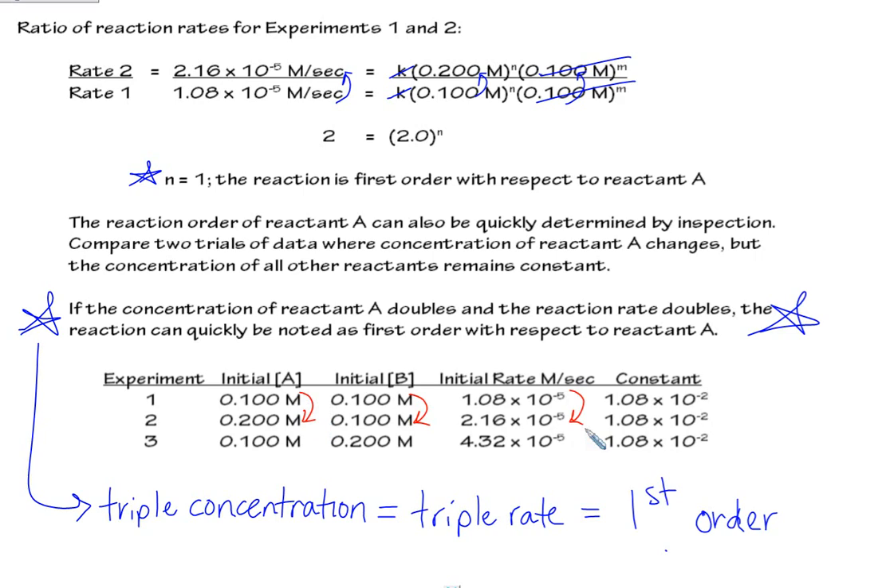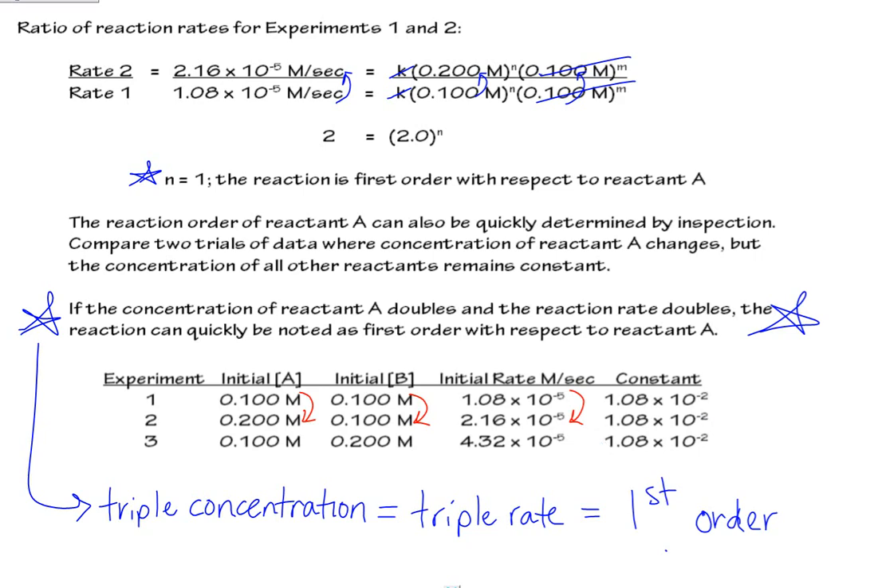Look at what happens to the reaction rate. If you double A and you double the rate, we call that first order. So again, you can totally do this by inspection. You don't have to numerically sub in to that original rate law expression. That's what first order means. You triple the concentration, you triple the rate. You double the concentration, you double the rate. That exponent would end up being a 1.